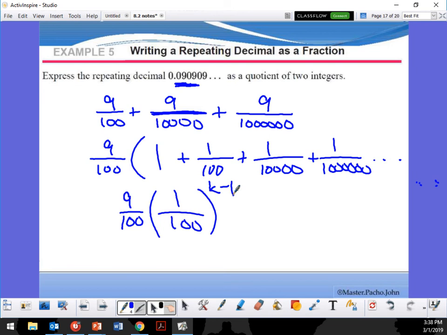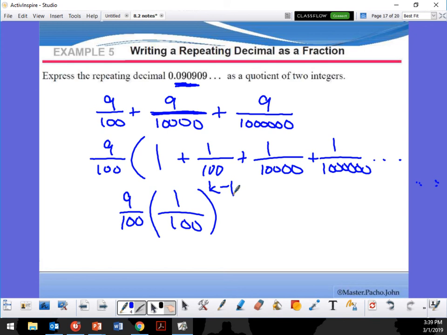So if I'm doing my first term, let's see if I get that one. First term would be, so 1 minus 1 is 0. Anything to 0 is 1, which would give me my 9 over 100, which is my first term, right? Yep. Okay, so now that I have this, is my R value less than 1?